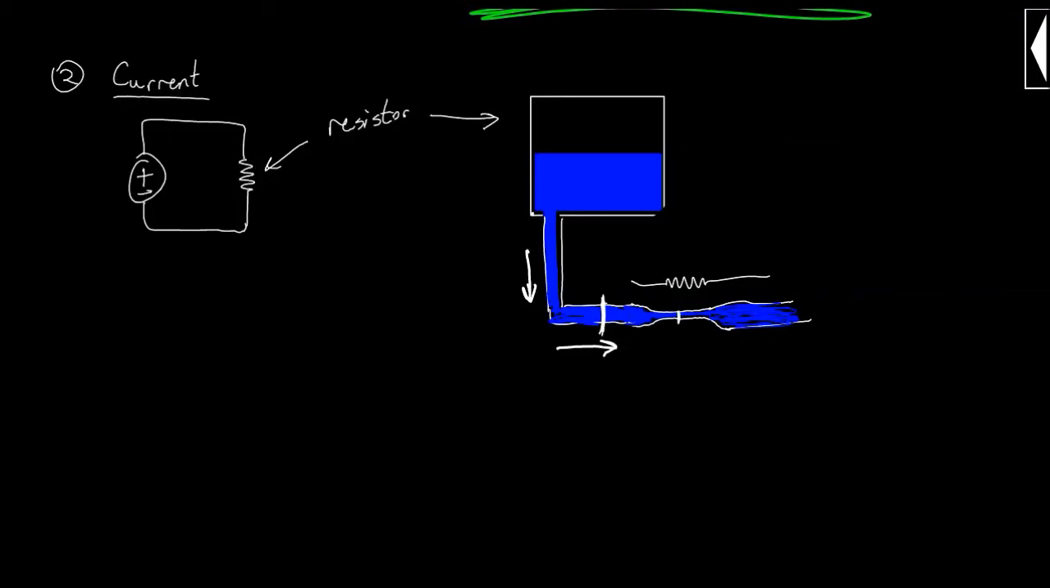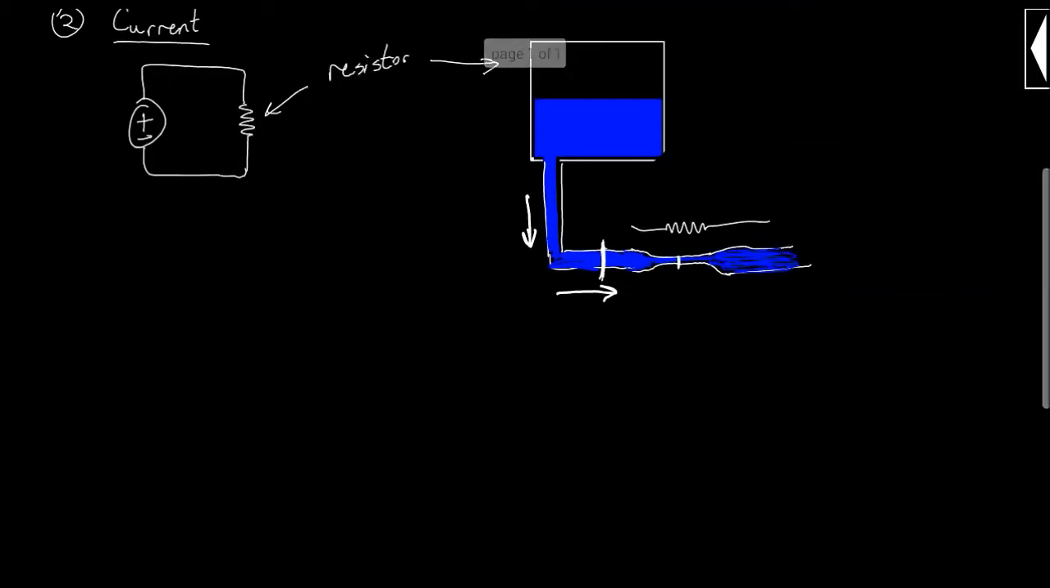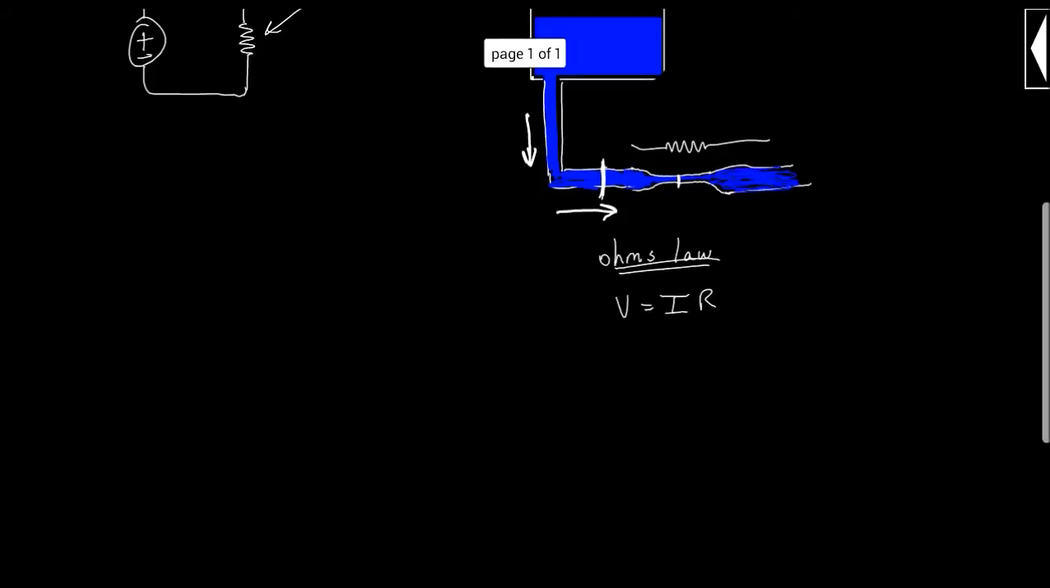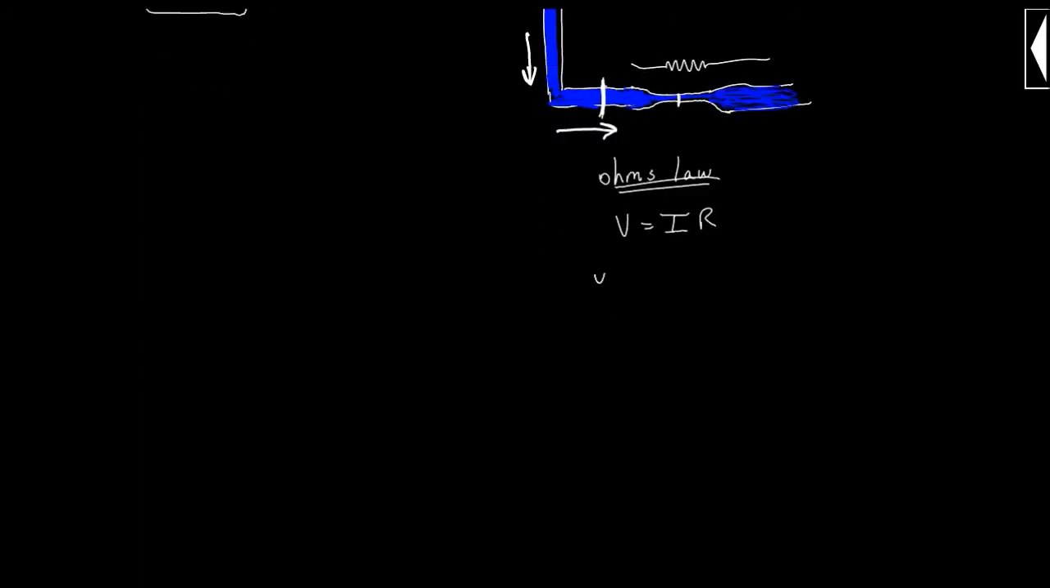lower current. And this relationship can be defined by Ohm's law, which is a very important fundamental relationship between these concepts, where your voltage, here's your voltage, is just equal to a linear relationship between current and resistance. So in this example, your pipe becomes smaller, so that means resistance goes up.